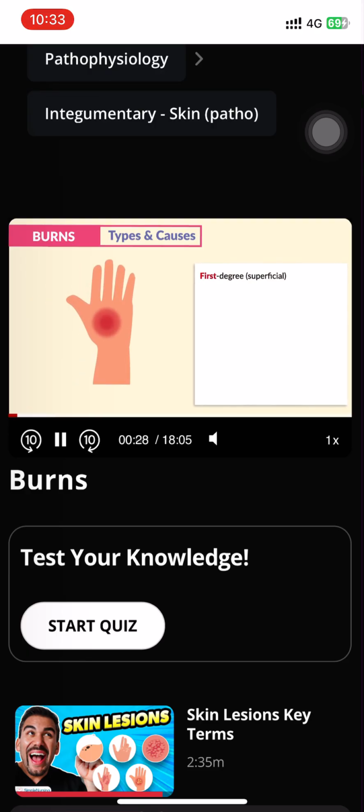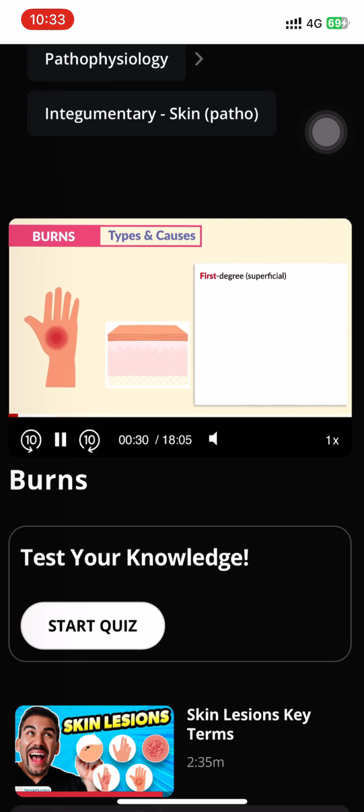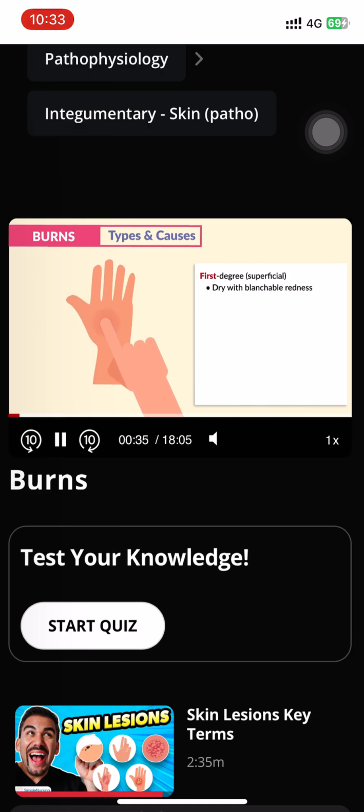Now, after the layers of skin, we find fascia, muscle, and then bone. So in first-degree or superficial burns, we have damage to the epidermis, the top layer. So we see dry with blanchable redness, meaning that when you press on the wound, the redness goes away.